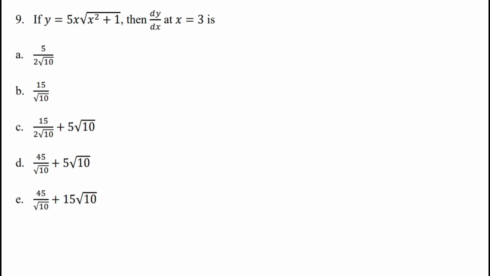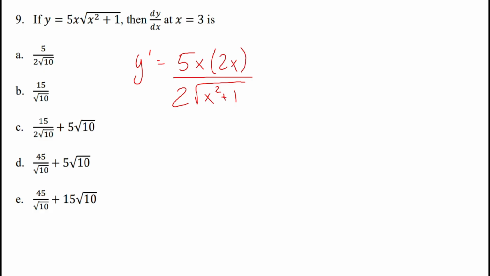For number 9 here, we just want to find the derivative of the function 5x times root x squared plus 1 at x equals 3. So we'll take our derivative using the product rule, since it's a product of two functions. So y prime will be 5x times the derivative of root x squared plus 1. So that's root u, so 1 over 2 root u. And then times the derivative of the x squared plus 1, which is 2x.